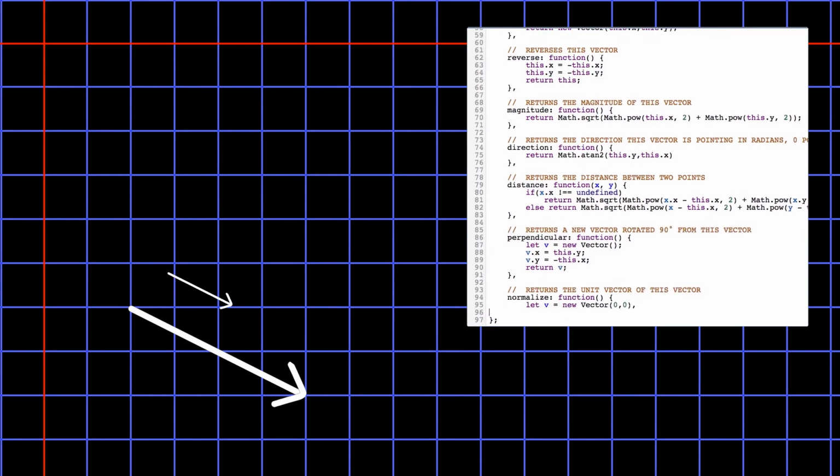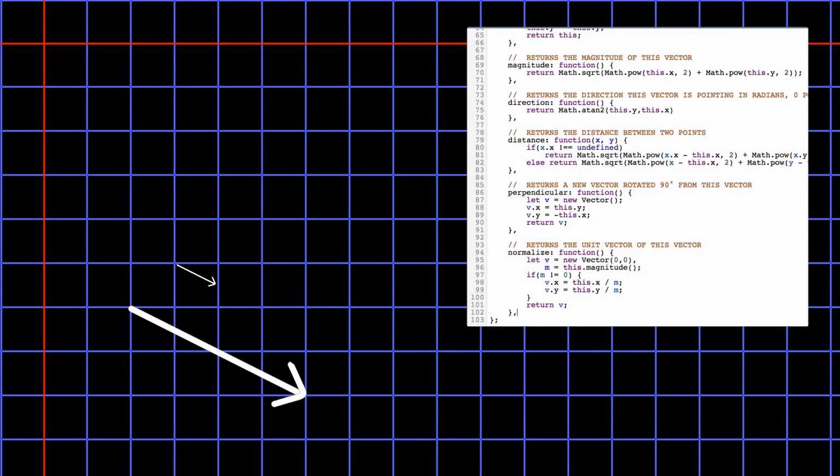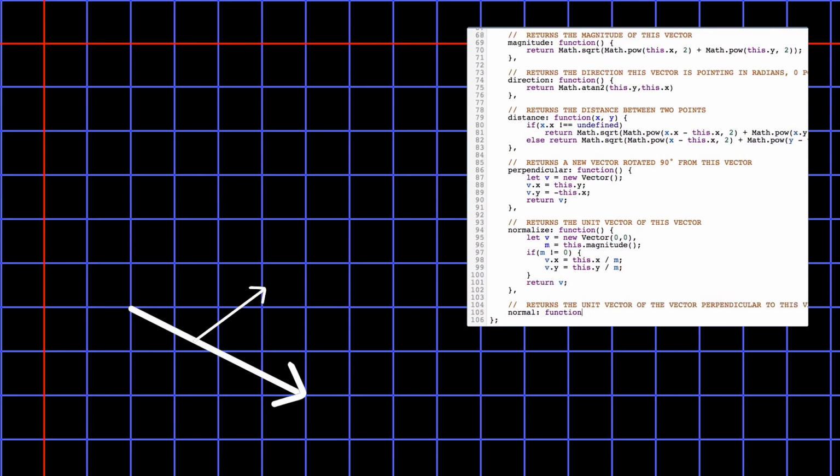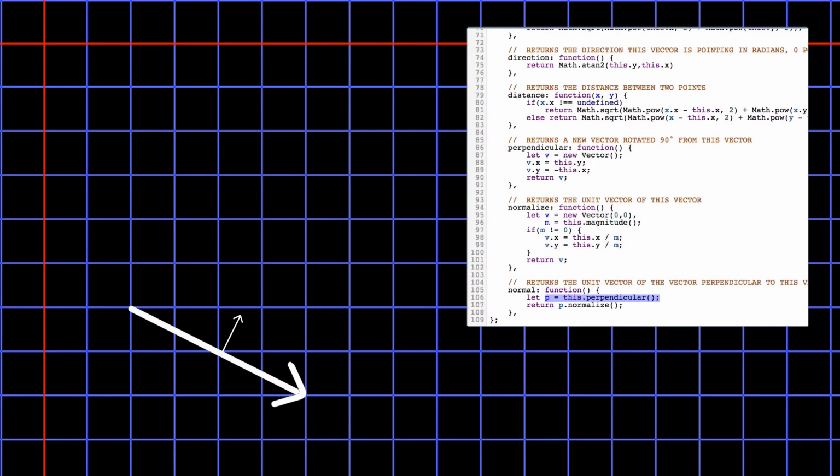Normalizing a vector will return a new vector that points in the same direction, but has a value of 1. This is done by dividing both x and y by the magnitude of the vector. Not to be confused with normalizing, a vector's normal is perpendicular to it and normalized.